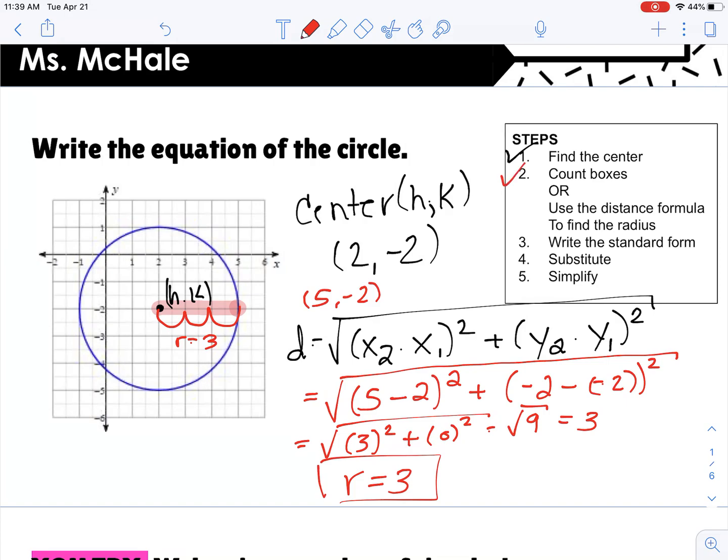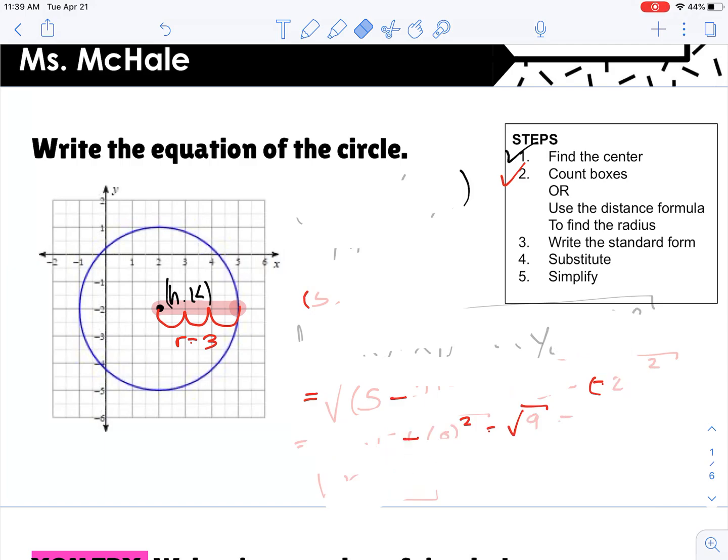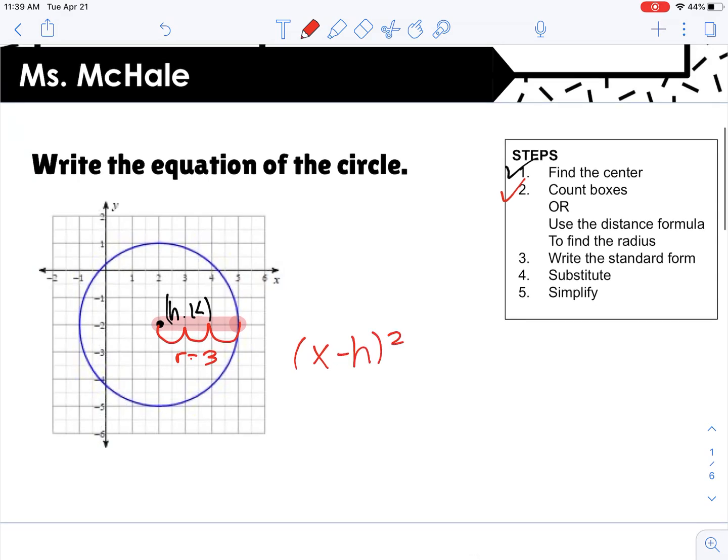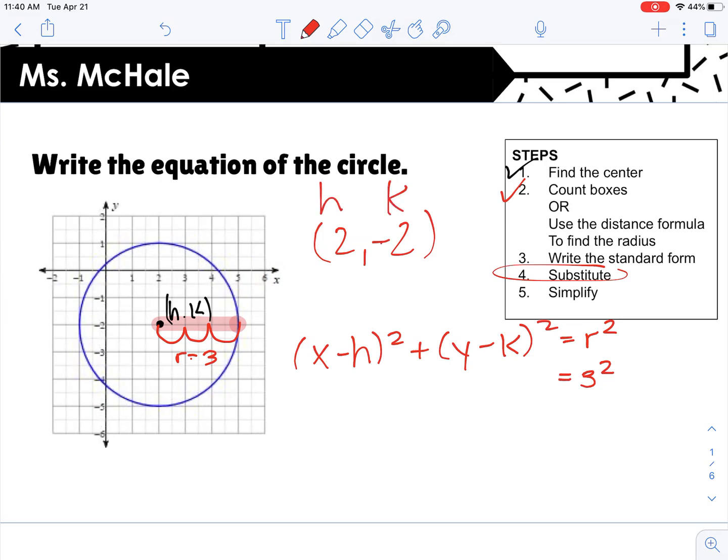So we found the radius. We did step 2. Now we're going to look at step 3. I'm going to erase all of this so that we can look at the next steps, and I ran out of space. So the next thing we want to do is write the standard form. We learned it as (x minus h) squared plus (y minus k) squared equals r squared. We need to substitute. What are we substituting for? We're substituting for the radius, which we know is 3. And we're substituting for the center, which we said was (2, -2). This is your h, that's your k.